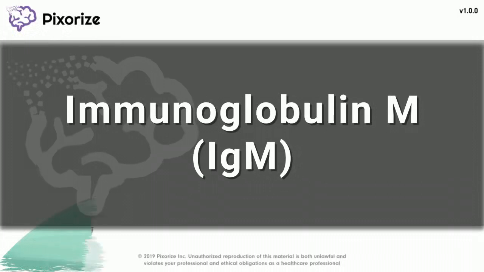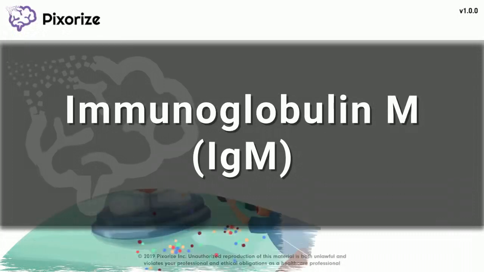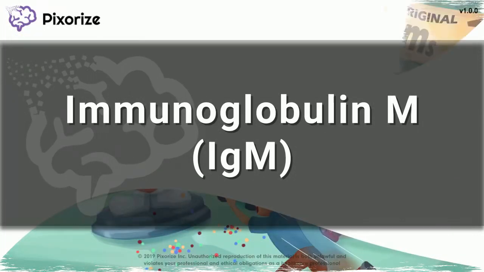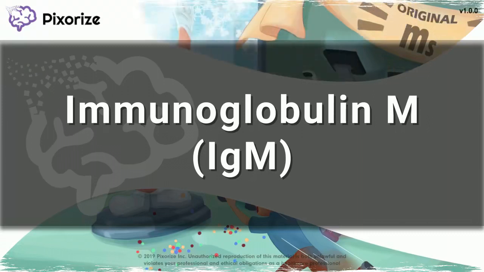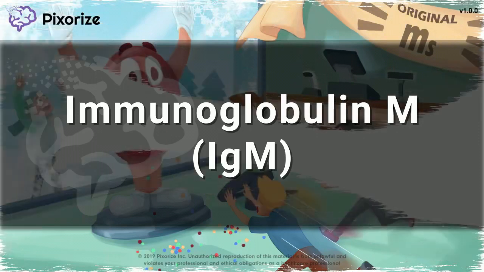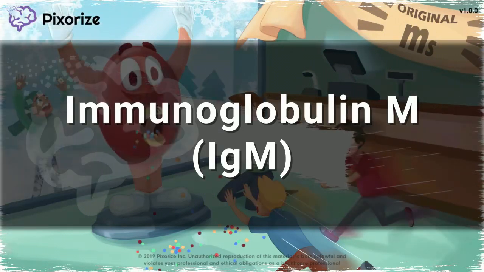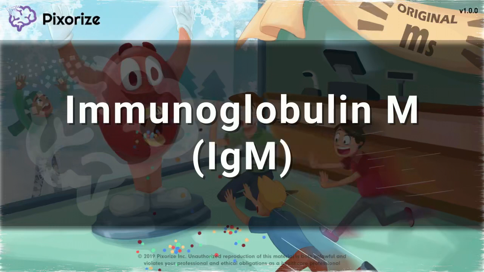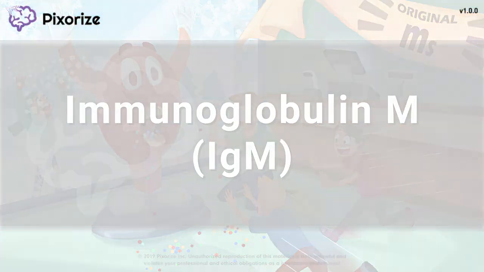Immunoglobulin M, or IgM for short, is one of the 5 subtypes of antibodies, a protein produced by B cells to help fight infections. IgM is the default antibody type produced and plays an important role in activating the complement cascade. In this visual mnemonic, I'll give you an easy way to remember all the key facts about IgM.